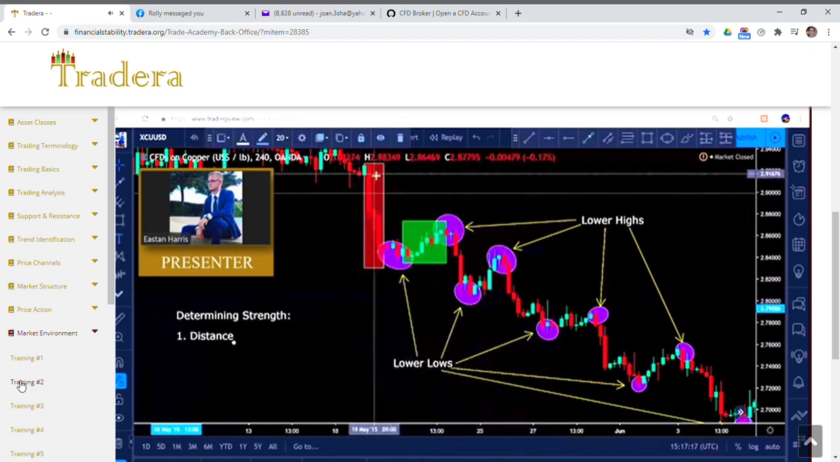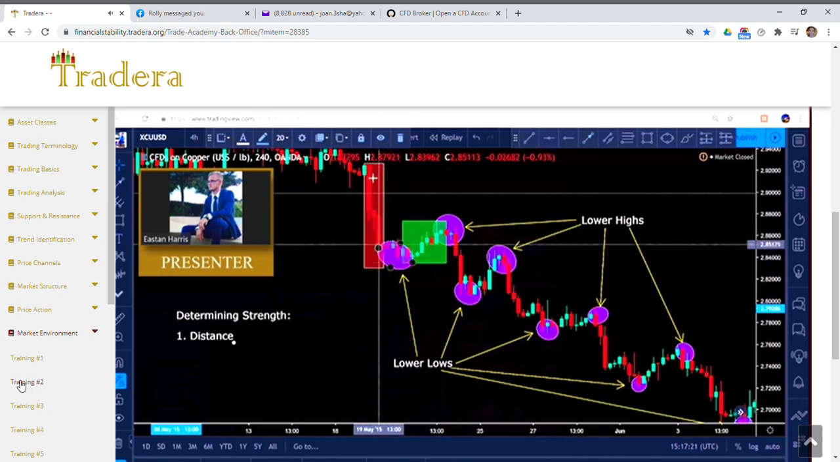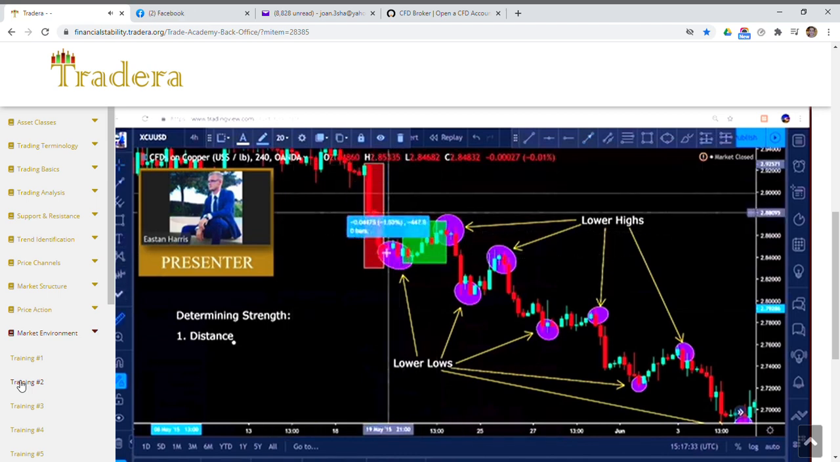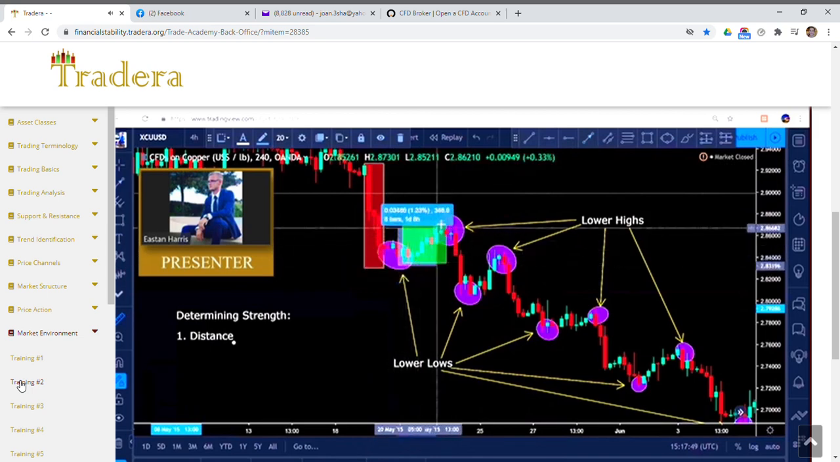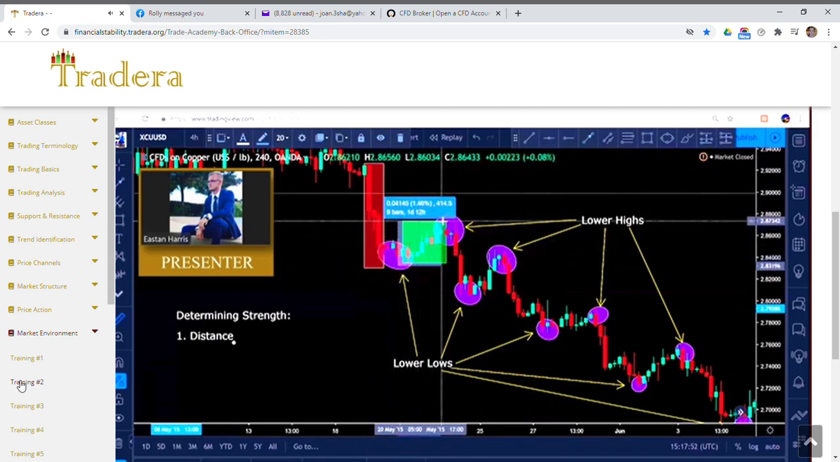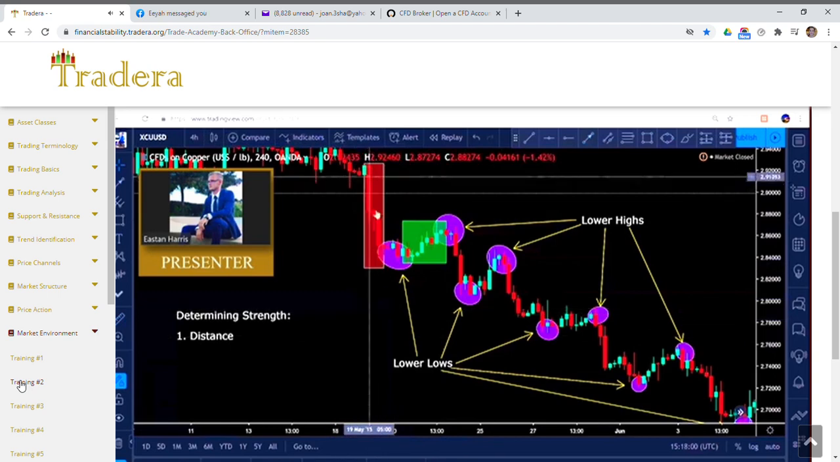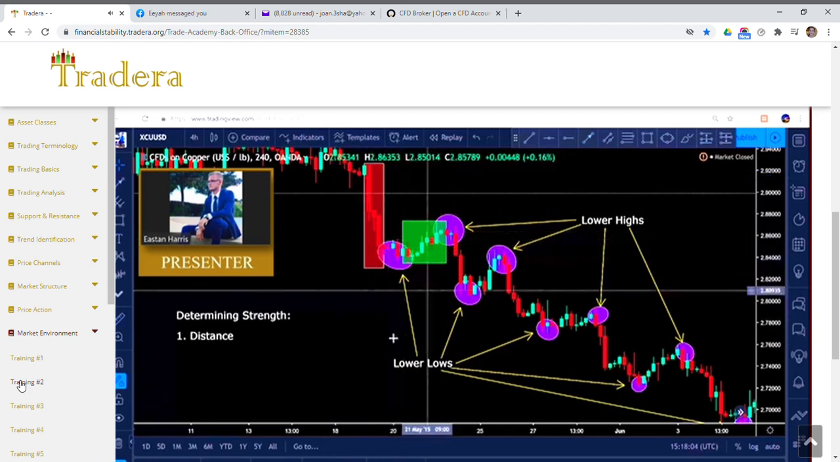In comparison here, the sellers traveled a much greater distance than the buyers did. The sellers traveled 852 points, while the buyers traveled just over 400. So the sellers take the cake, and it is visually obvious when you compare them side by side here.